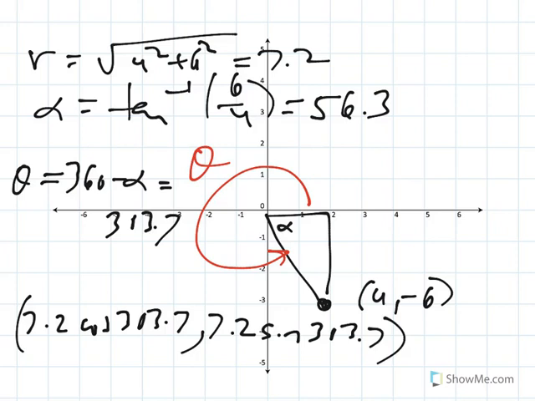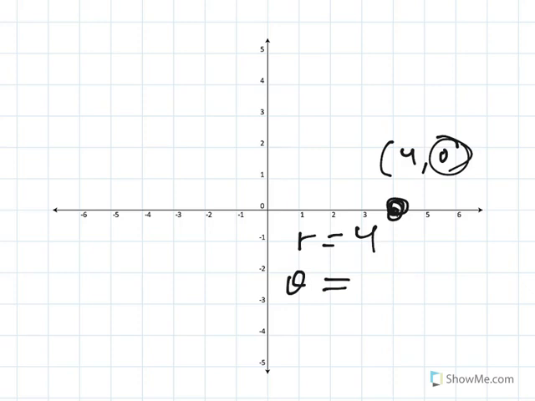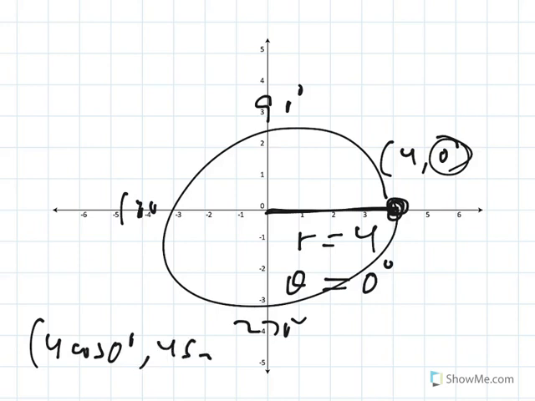Now there are three other possibilities. One is that you could actually just be on the x-axis, like the point 4 comma 0. Well, when that happens, if one of the numbers is 0, the r is just the other number. And the theta is just, where is this in relationship to the x-axis? The answer in this case is 0 degrees. If you imagine a circle, this is 90 degrees, 180, 270. So the answer for this one is 4 cosine 0, comma 4 sine 0.